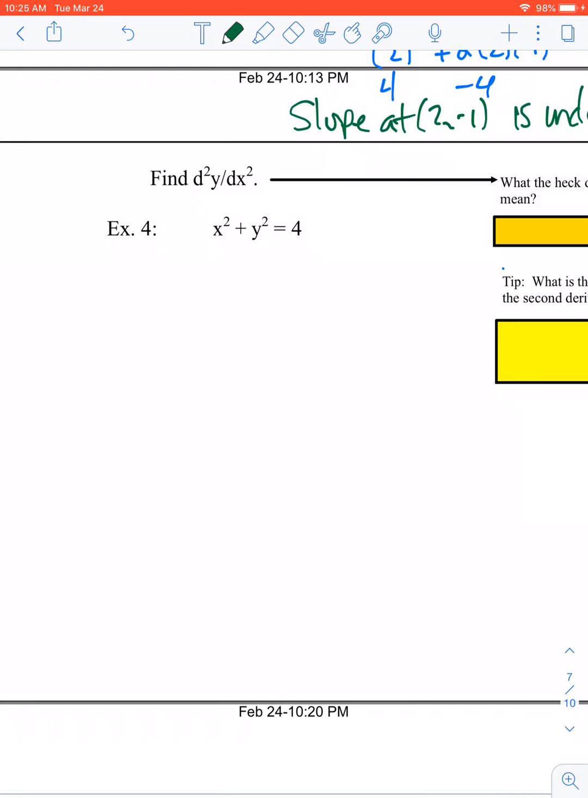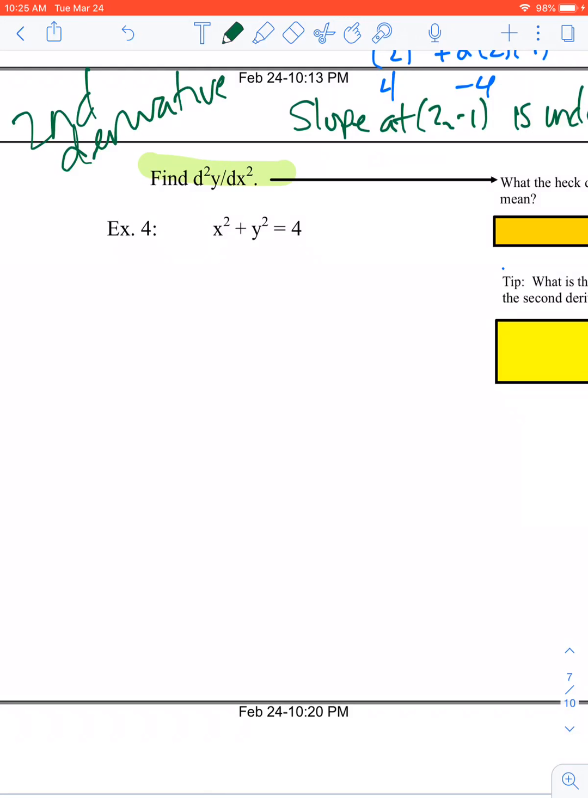We need to find, and you're like, what the heck is this? d2y over dx2. Friends, this means you need to find a second derivative. I know it's weird how they write it. Later on, I'll show you how my professors, why they teach it that way. But this is just dy dx notation. It's awkward for second derivative.